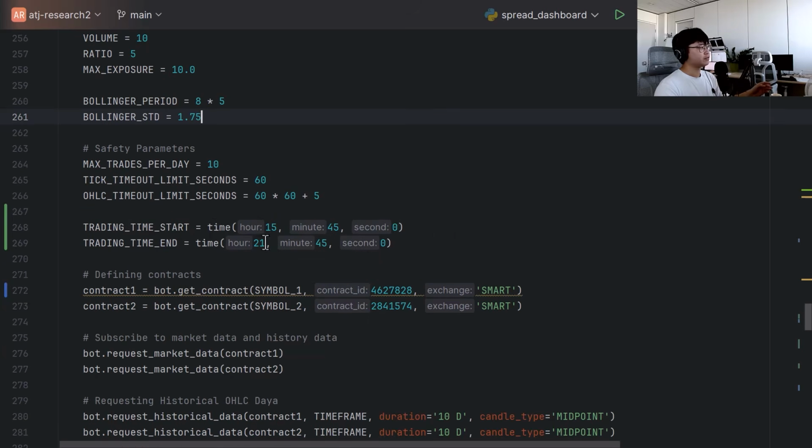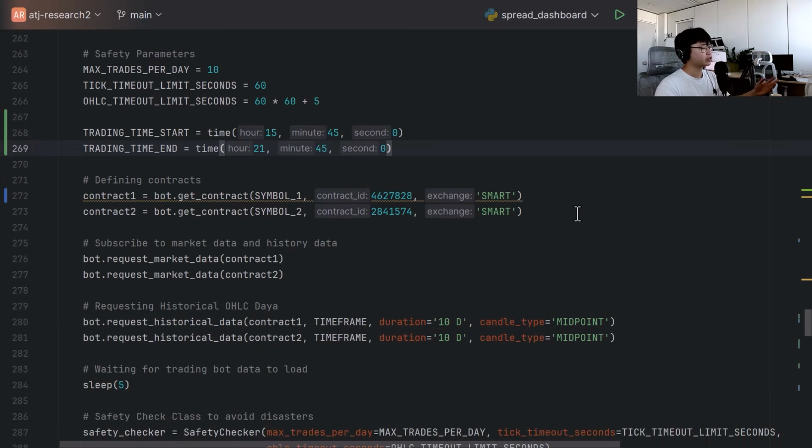And then I also define the trading hours for a trading bot. So I want this trading bot to trade during the US market session. And so I live in Prague, right? So 15:45, in my case, is 15 minutes after the US market open. So the trading bot is allowed to trade 15 minutes after the US market open, and then it should shut down 15 minutes before US market close, which is 21:45 in my case.